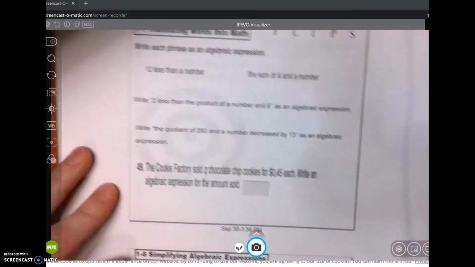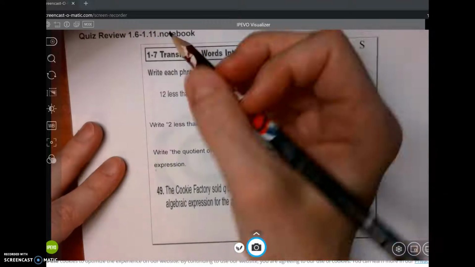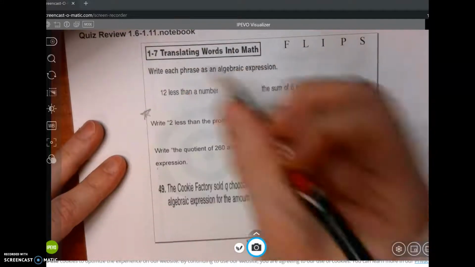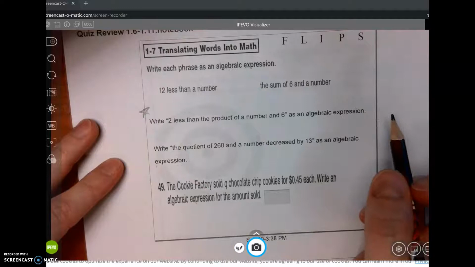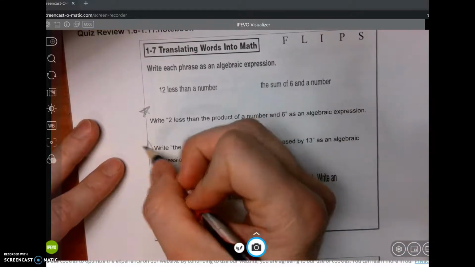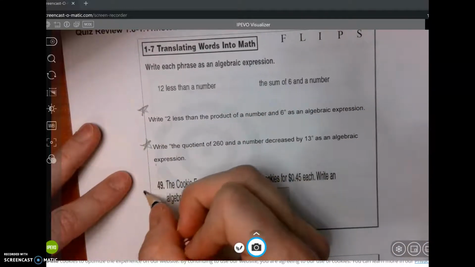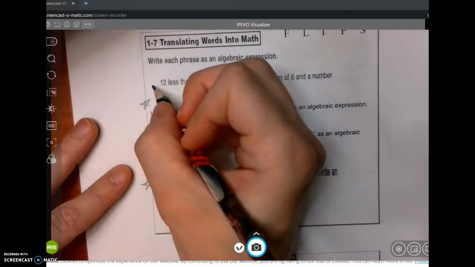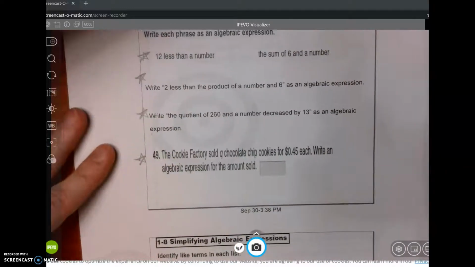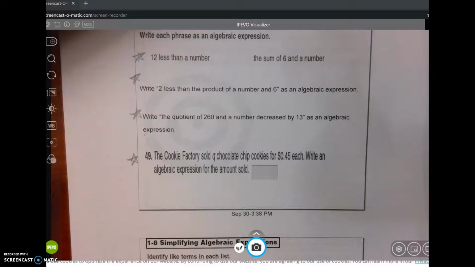Okay, next section we did was 1-7, and that is what we did on Wednesday, and is translating. We'll do this one, and this one, and that one. Okay, so pause the video and write those down if you want, and when you're ready, press play.